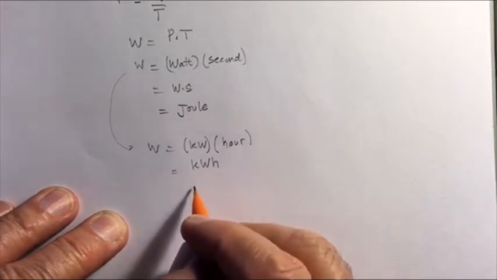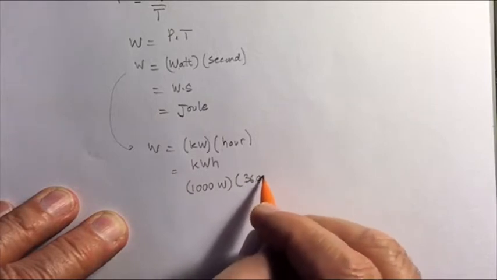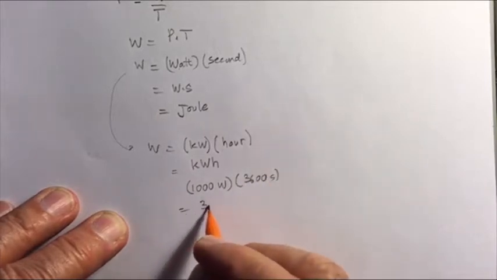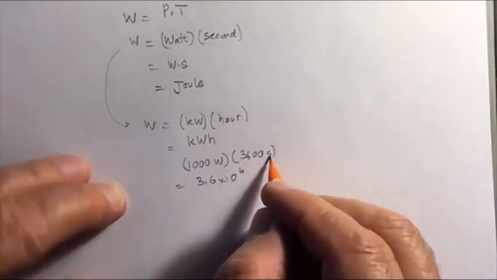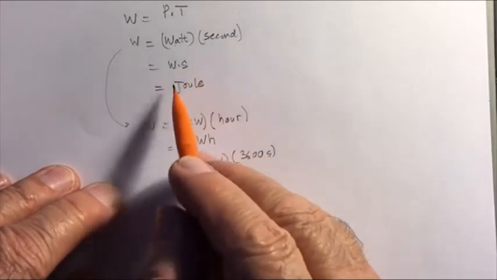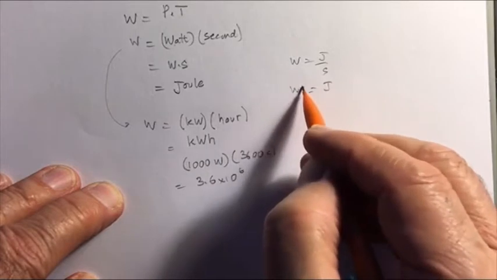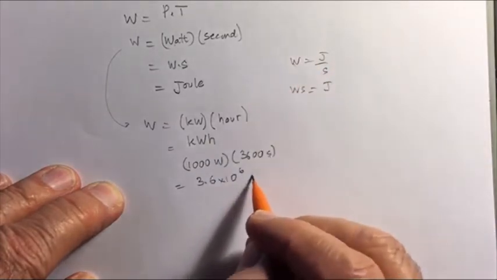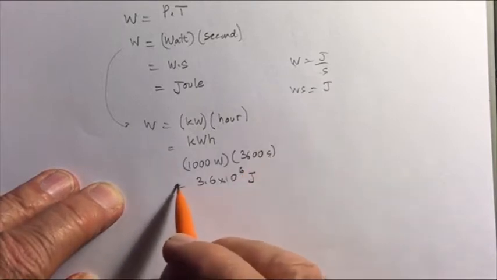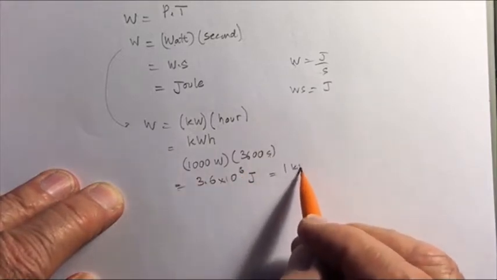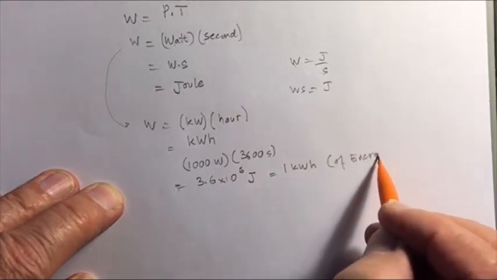And this means 1000 watts times 3600 seconds. That's 3.6 into 10 to the power 6 watt seconds, and a watt second is a joule. Right? Watt is a joule per second, so a joule is watt second. Let's bring it here. That becomes so many joules. So 3.6 times 10 to the power 6, so 3.6 million joules is 1 kilowatt hour of energy or work.